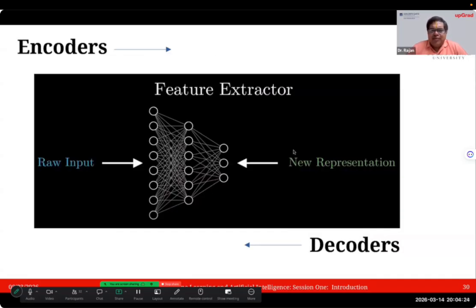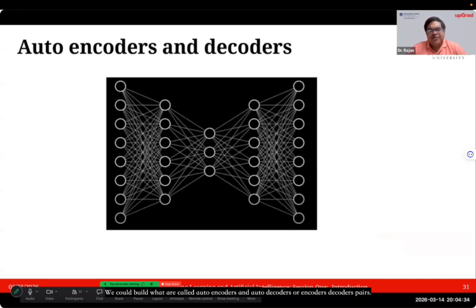Okay, and I'm going to quickly wrap it here. With layers and layers of neurons being added, we could build what are called autoencoders and autodecoders, or encoder-decoder pairs.